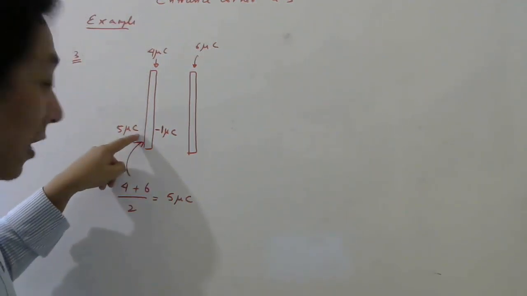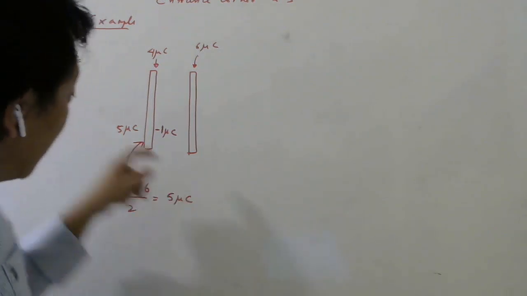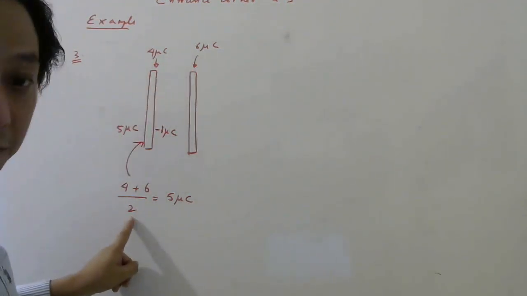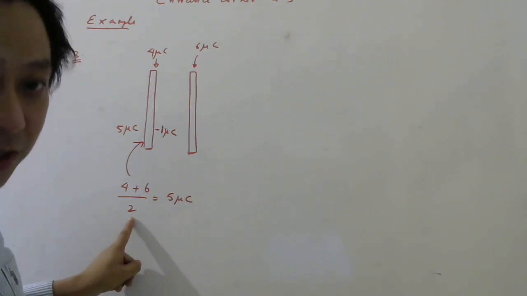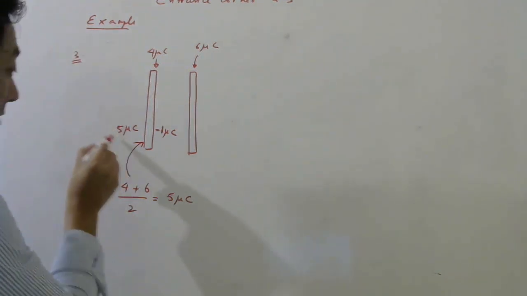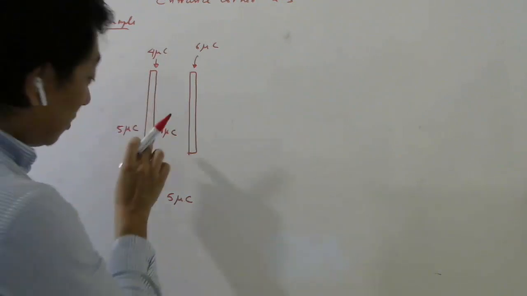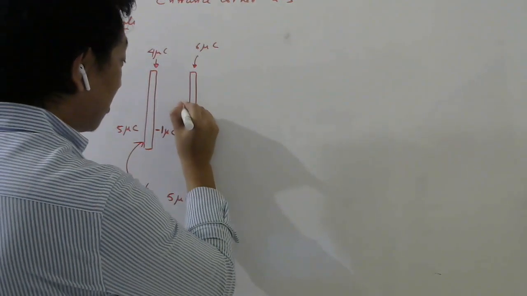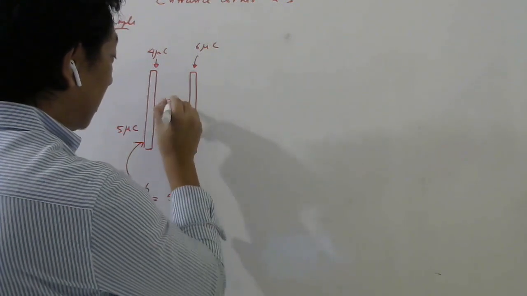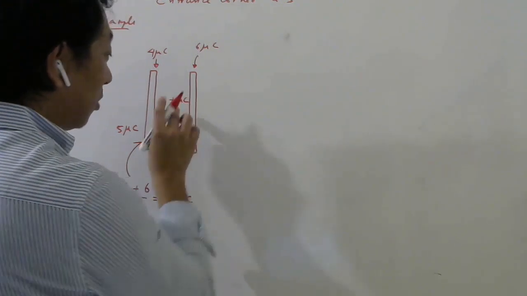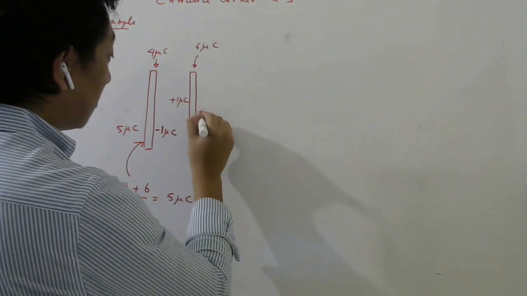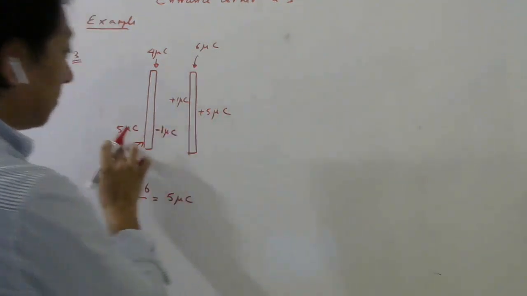So according to my derivation, this side should have 5 microcoulomb. Total charge divided by 2. Correct? (Q1 + Q2)/2. Then if this is 5, but the total should be 4 only, so this side must be minus 1. Then you know this side will be how much? Plus 1. Because inner faces should have equal and opposite charge, plus 1. And if this is plus 1, this is 6, then this must be plus 5. See, automatically this plus 5 will come.